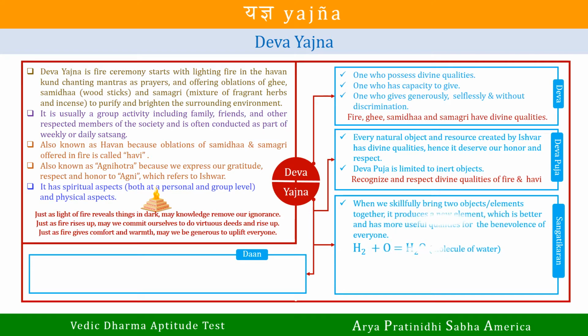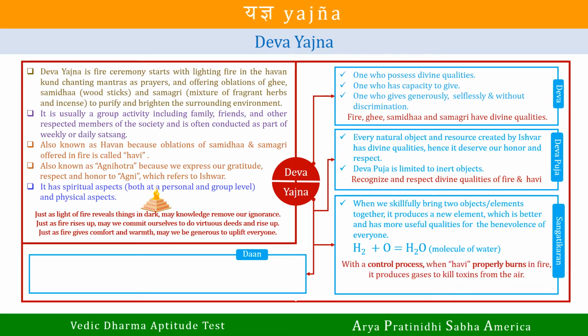It needs some clarification. When we skillfully bring two objects or elements together, it produces a new element, which is better and has more useful qualities for the benevolence of everyone. This is Sangatikaran. For example, 2 atoms of hydrogen and 1 atom of oxygen give you a molecule of water. Hydrogen or oxygen atom by itself is not that beneficial. However, when they combine in an appropriate proportion, they result in a molecule of water. We all know that water is essential for survival of every living being.